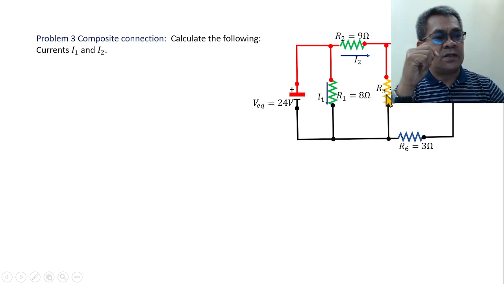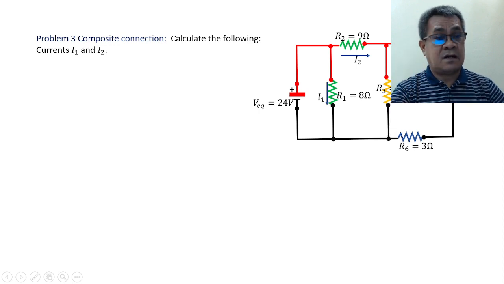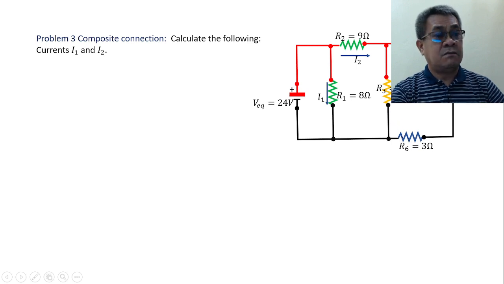Okay, look at this one. R3 and R4, of course, they are not series. Now, are they parallel? The answer is no, they are not. Why? Because of R5 and R6, which means that we cannot combine this one.